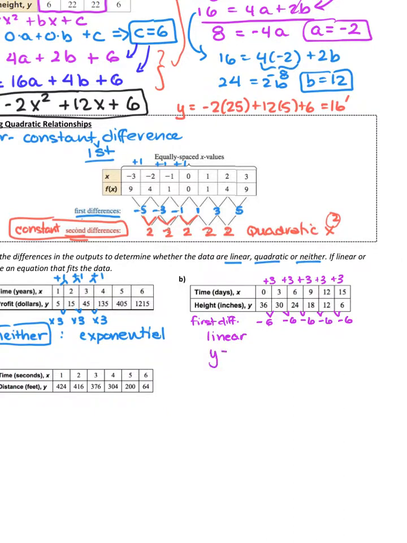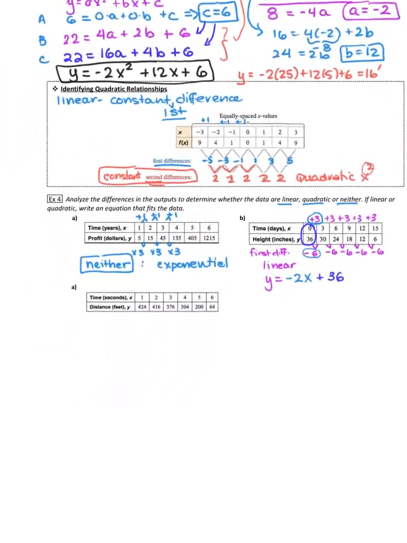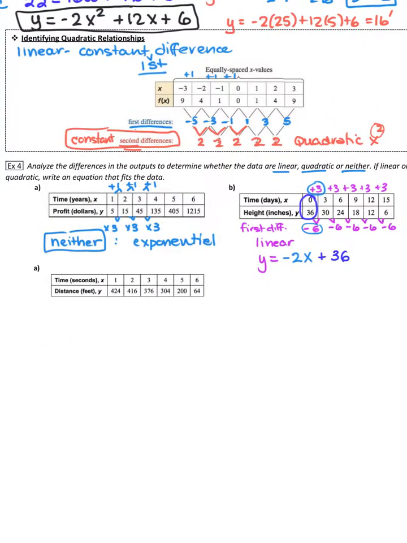So y equals mx plus b. My slope is going to be the rise over the run, negative 6 over 3, so that's negative 2. And notice they gave us a gift here. Whenever you're given x is 0, you're given the y-intercept. So I know my b value is 36. And if you're not sure, you can plug in some points and it should match the given data. So that's your linear equation.